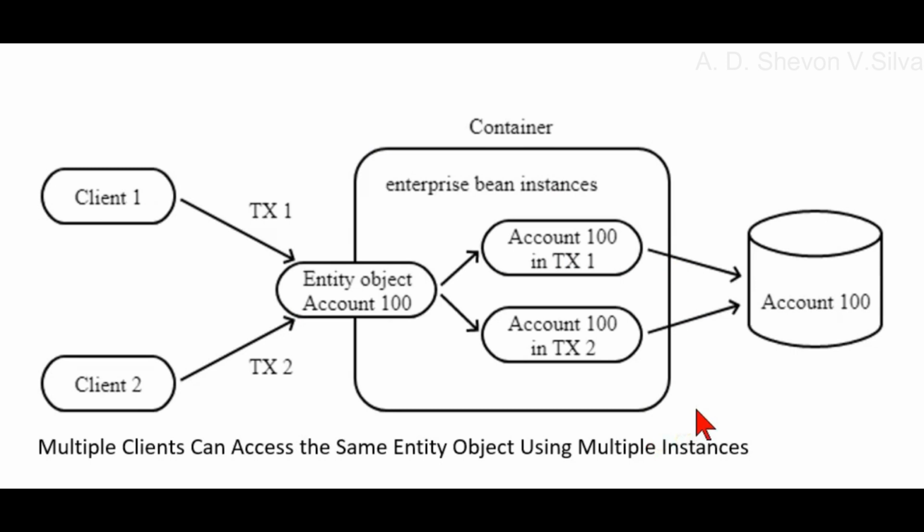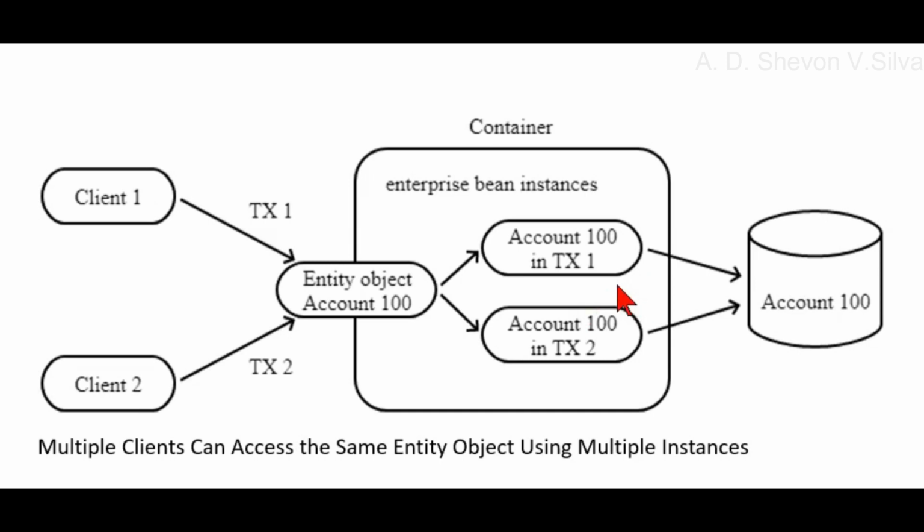The container activates multiple instances of the entity bean, one for each transaction in which the entity object is being accessed. The transaction synchronization is performed by the underlying database during the accessor method calls performed by the business methods. The EJB timeout method and EJB load, EJB create method, EJB store, and EJB remove methods.